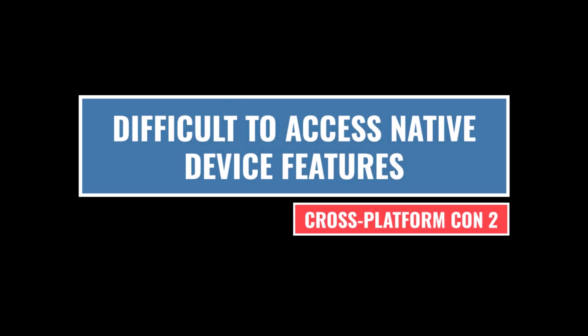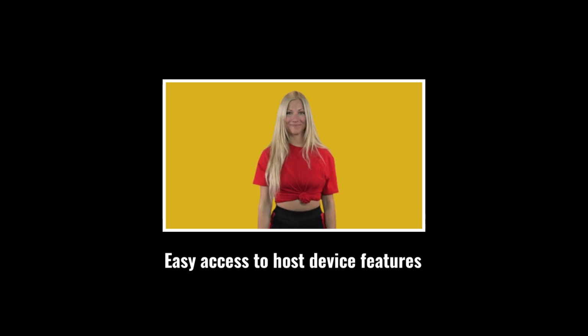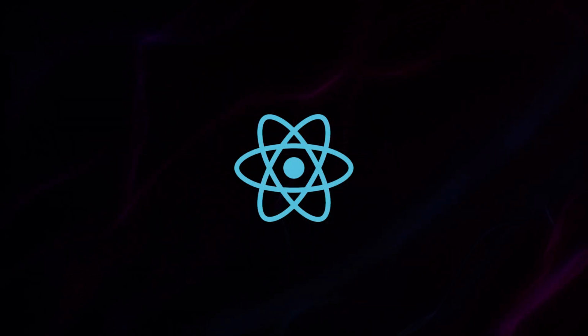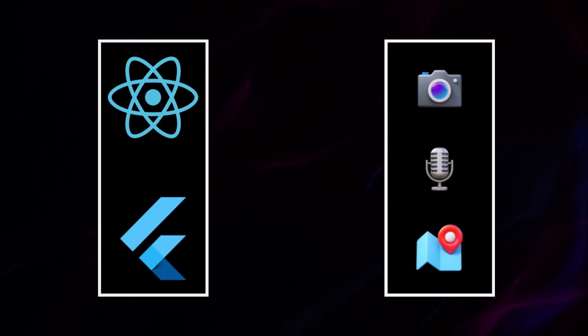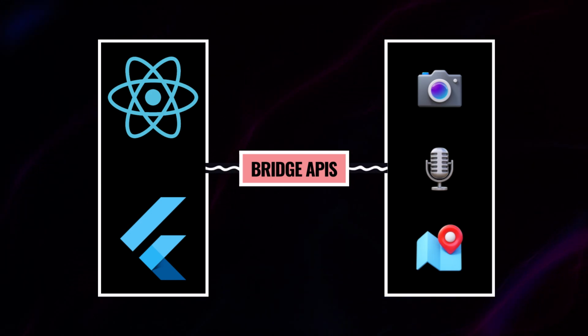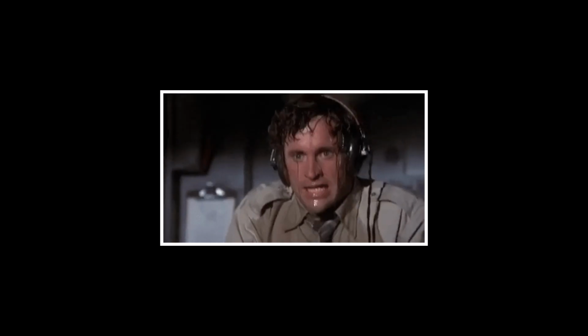Number 2. Difficult to access native device features. Remember, one of the perks of native development was easy and direct access to the host device's features like camera and microphone. This is not the case with cross-platform development. Cross-platform technologies like React Native and Flutter access such features through bridge APIs, typically written in the native language of the operating system, making the process a bit more tedious when compared to the native development.